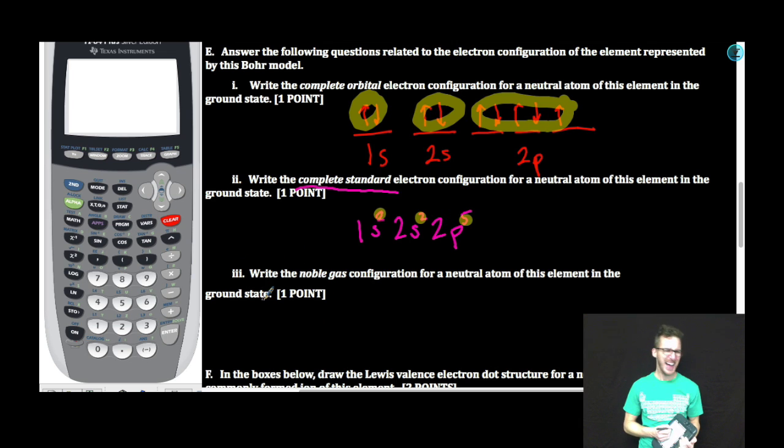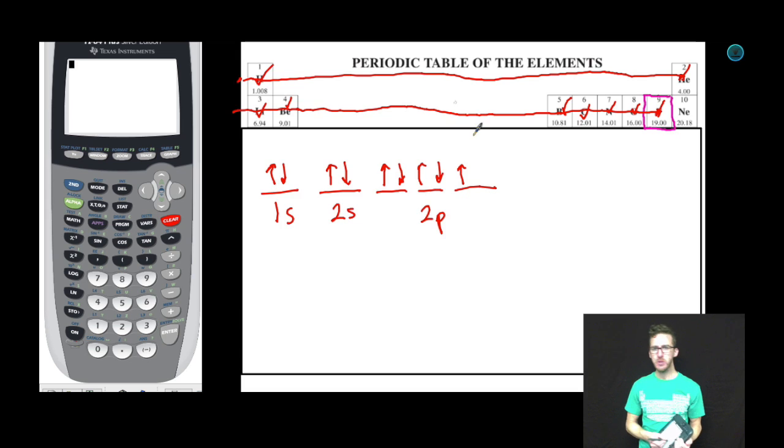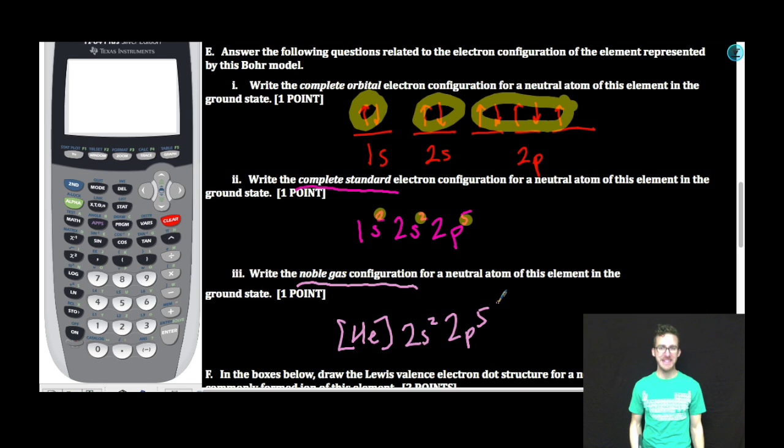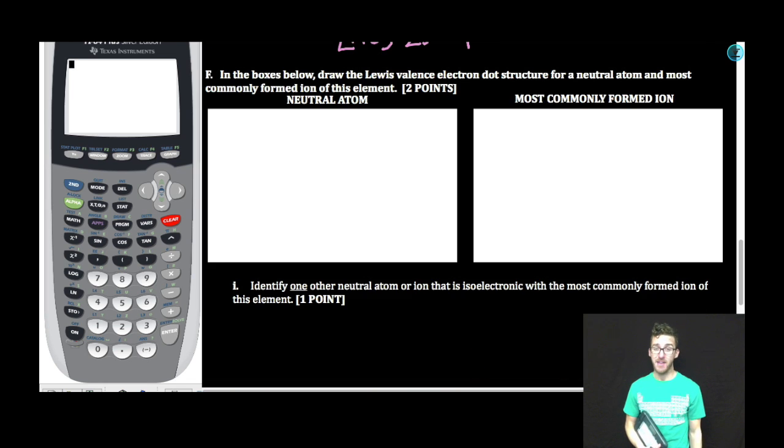Subpart III. Write the noble gas configuration for a neutral atom of this element in the ground state. Back to the periodic table. Find the noble gas that comes before fluorine: helium. We put helium in brackets. This part of the fluorine configuration is the same as helium, so instead of writing that part of the configuration, we just sub in the symbol for the noble gas. Pick up right after that, 2s2, 2p5. Boom! Noble gas configuration.